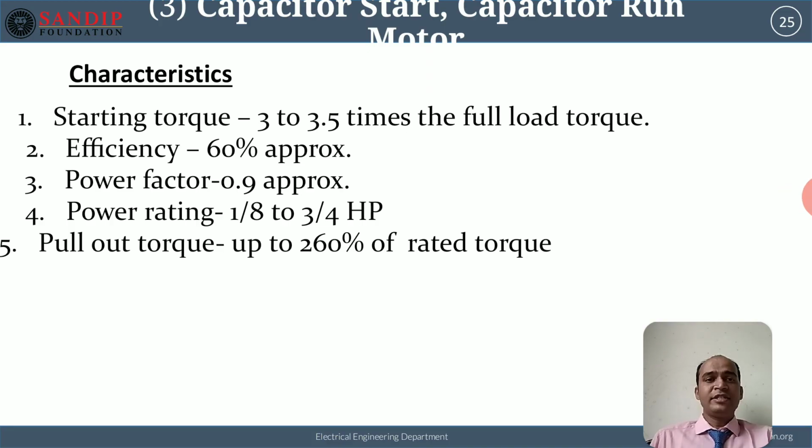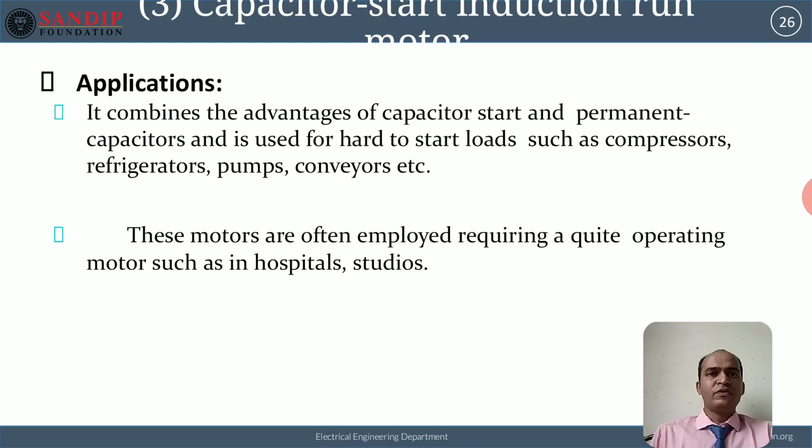Next, the characteristics of the capacitor start, capacitor run motor. Starting torque is 3 to 3.5 times the full load torque. Efficiency is 60% approximately. Power factor is 0.9 approximately, that means 90%. Power rating is 1/8 to 3/4 HP. Full load torque is up to 260% of rated.